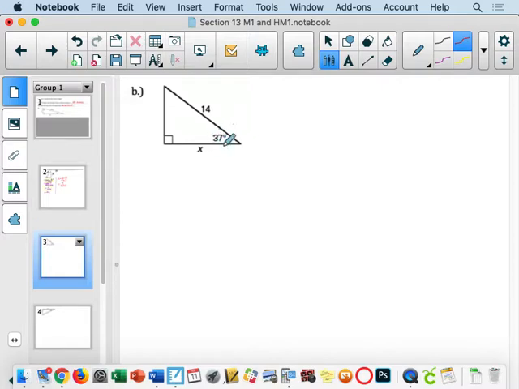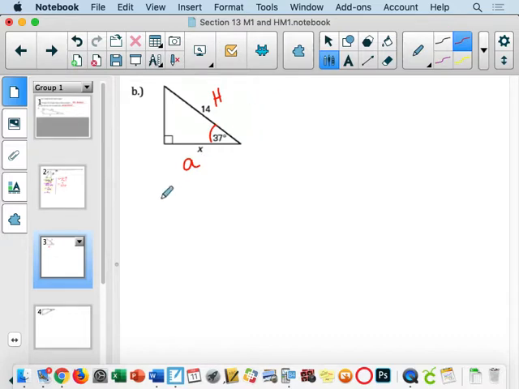So we have here that this angle is 37 degrees. We want to know the relationship of the x and the 14. So I always label the hypotenuse first. It's always across from the right angle. And what is x's relationship to 37? X is now the adjacent. Good. And so which trig function uses the adjacent and the hypotenuse?